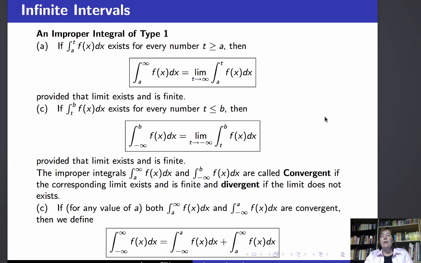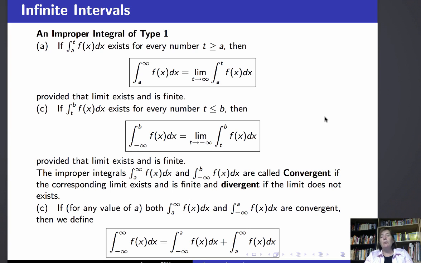The integrals from a to infinity of f of x dx and minus infinity to b of f of x dx are called convergent if the corresponding limit exists and is finite, and otherwise we say that they're divergent.